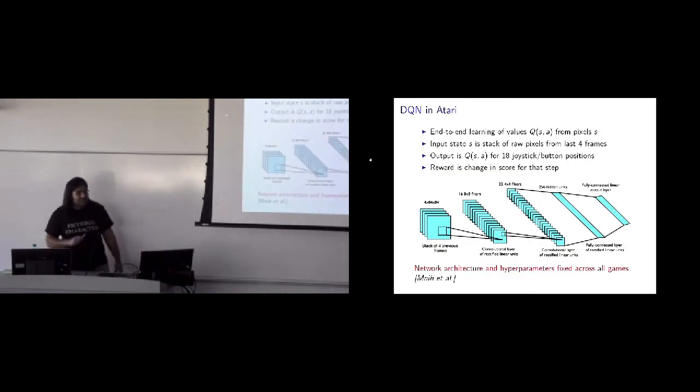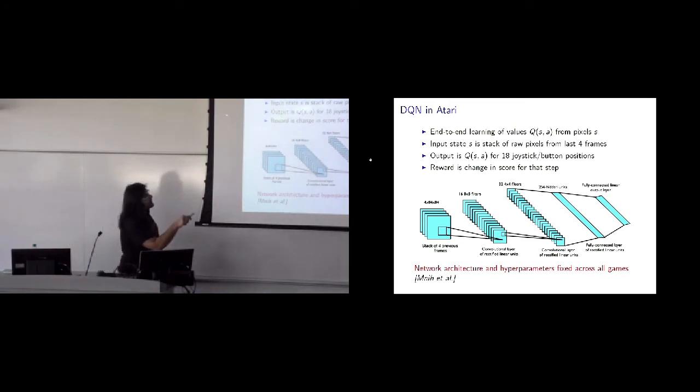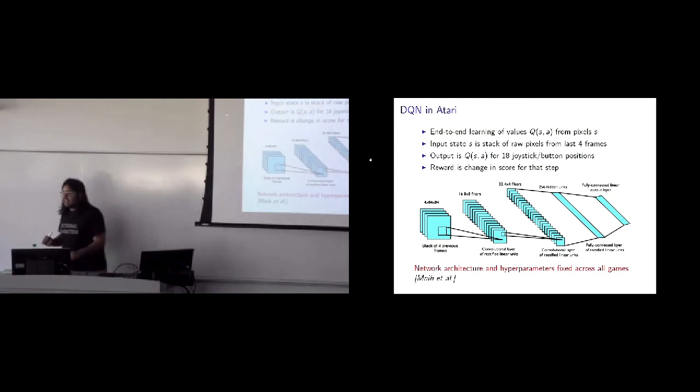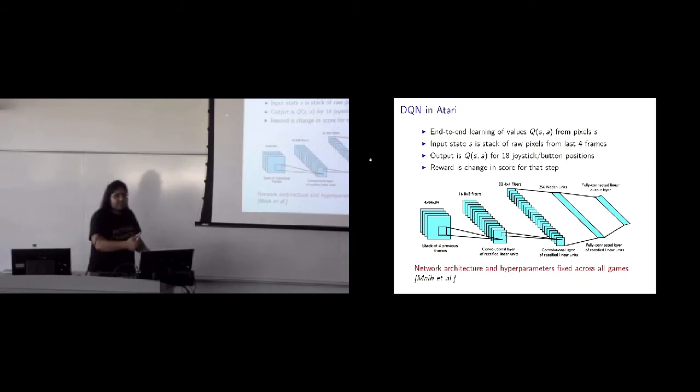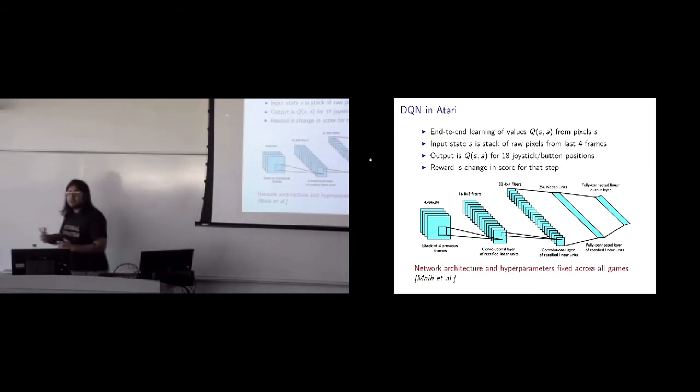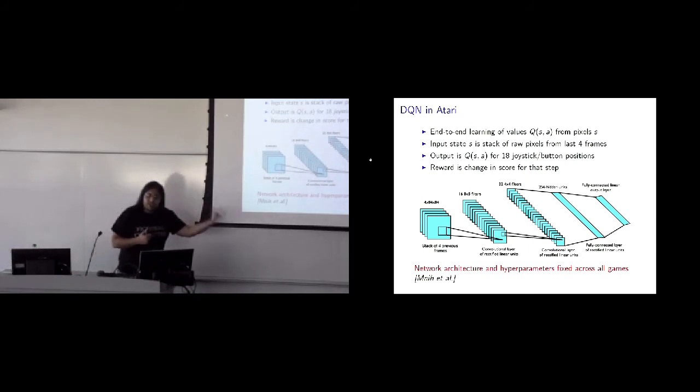Okay, so DQN in Atari, end-to-end learning, that's the idea of deep reinforcement learning. End-to-end learning of values Q(S,A) from pixels S. So we want to only pass it the pixel values, nothing else. We don't want to tell it anything else. We don't want to tell it the model. We don't want to tell it the rules. We don't want to tell it the physics. We don't want to tell it what the reward function is like. But we can give it a reward signal based on the game score. Input state S is a stack of raw pixels from the last four frames. Why?